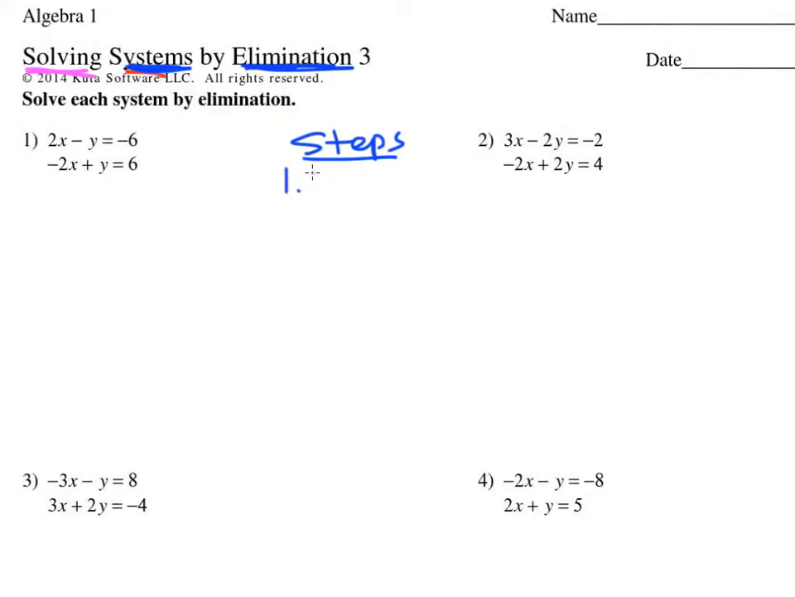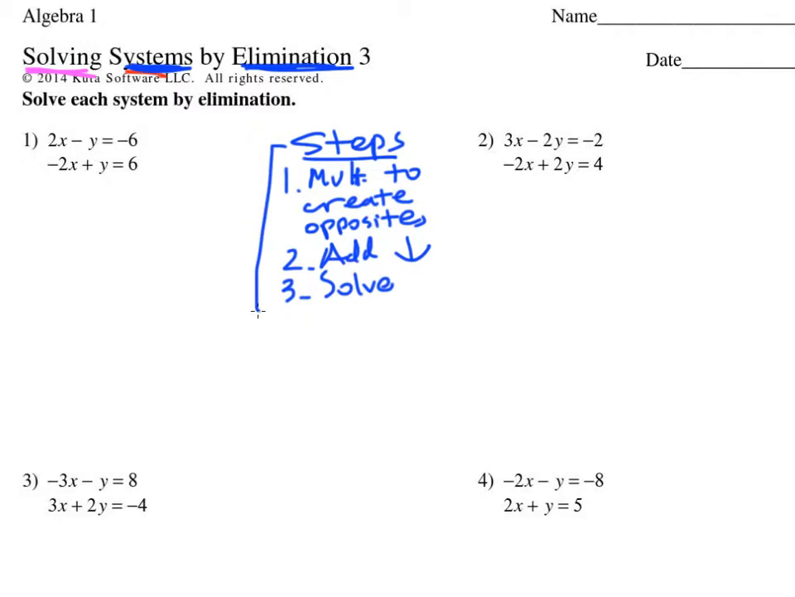So the steps are, we're going to multiply to create opposites. Okay, go ahead and write it down at least this once. Multiply to create opposites. Then we're going to add straight down. Then we're going to solve. Okay, so those are our steps. The key word is opposites. You're going to multiply to create opposites, then add straight down and then solve. So let's take a look.